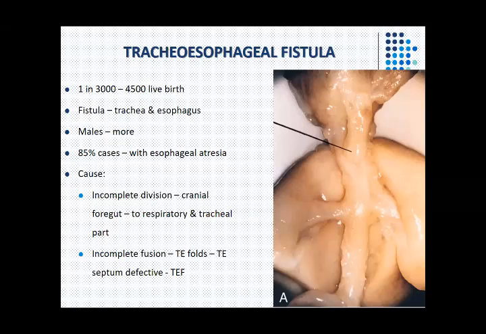ट्रेक्योएसोफेजियल फिस्टुला, इसको हम TEF कहते हैं। अच्छा जी, this occurs, ये कॉमन नहीं है, it occurs 1 in 3000 to 1 in 4500 live births. अब फिस्टुला आपको पता है, by definition a fistula is an abnormal communication between two epithelial lines. So tracheoesophageal fistula का मतलब ये है कि there is a communication between the trachea and esophagus, और इसमें males are more affected compared to females.